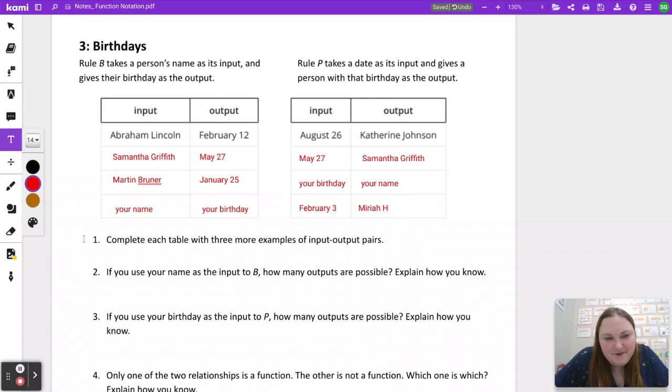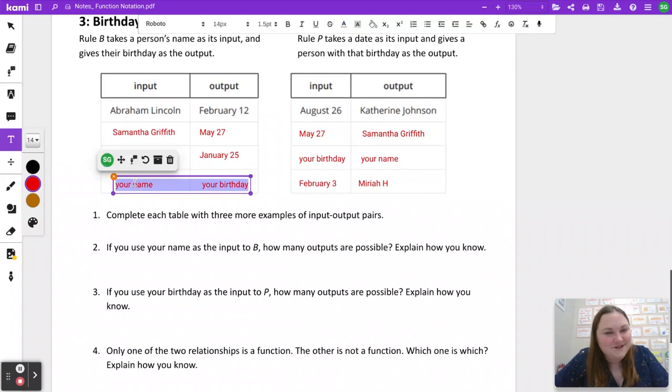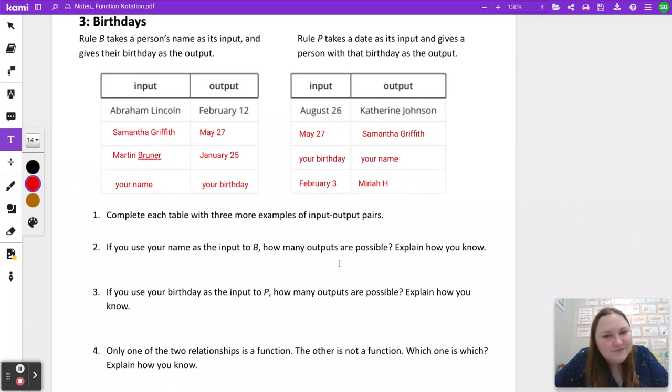So we've already done the first part, which is completing those tables with 3 more examples. But I want to consider these 2 relationships and the idea of how many outputs are possible. So thinking about this first table here, this rule B, if you were to use your name as the input to B, so we put in your name, how many outputs would be possible? How many different dates could come out of that table? Take a moment to think about that.